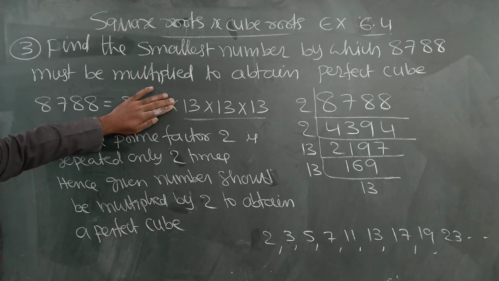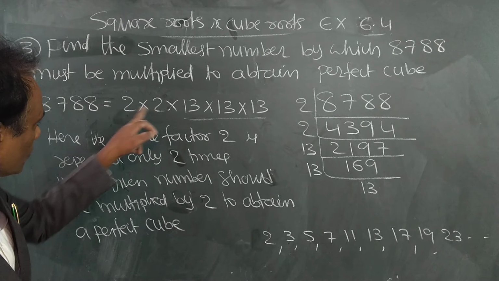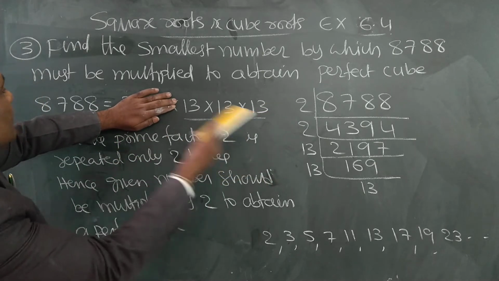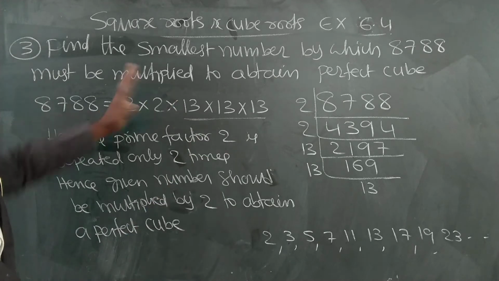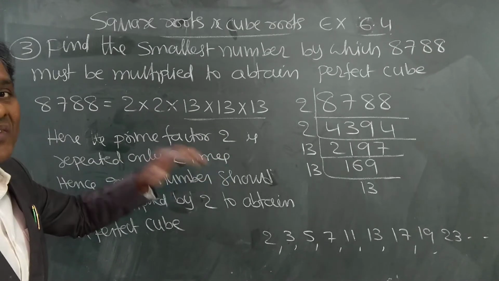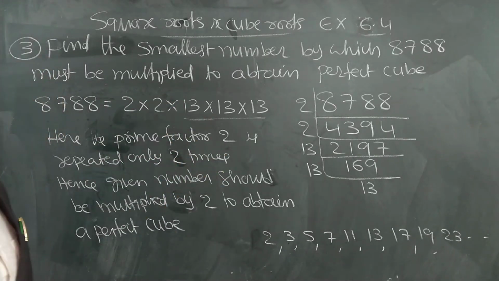So 2 types of questions. Division means divide with 4, so that 2 to the 4 by 4 cancel. So there is no question of 2s, only 13 is there, 3 times repeated, perfect cube. Multiply means add one more 2. Divide means remove the 2s. Multiply means add the 2s, like that.